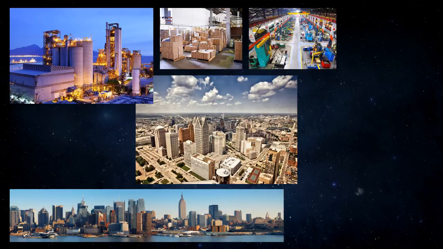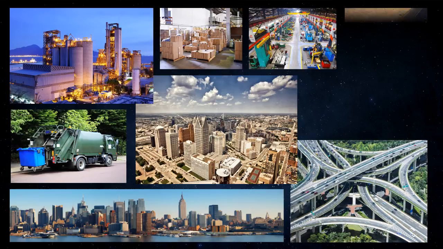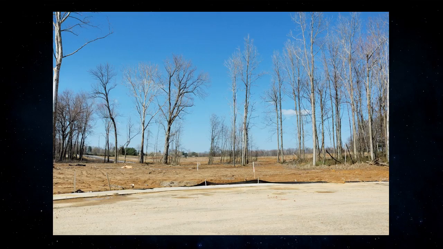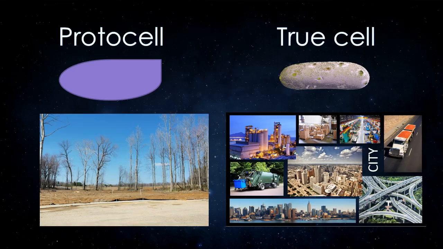To illustrate this, let's think about a city. A cell is often compared to a city, with infrastructure and systems in place for manufacturing, packaging, and transportation. This includes activities like taking out the trash and bringing in food. In contrast to a fully functioning city, imagine a vacant lot where a city could be located someday. This is a good illustration of the difference between a protocell and a true cell, with all the organelles and systems in place to be a fully functioning cell capable of replicating itself.